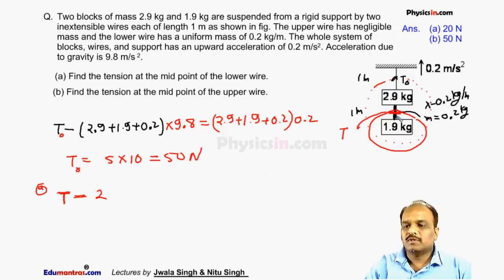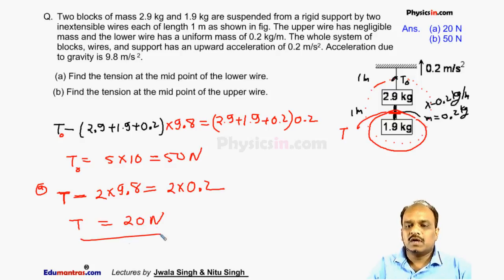It is 1.9 plus 0.1, because we are considering only half of the length of this rope. So it is 2 into g, that means 9.8, plus mass, that means 2, into acceleration, that means 0.2. So we get tension equal to 20 Newton. So at the midpoint the tension here is 20 Newton.